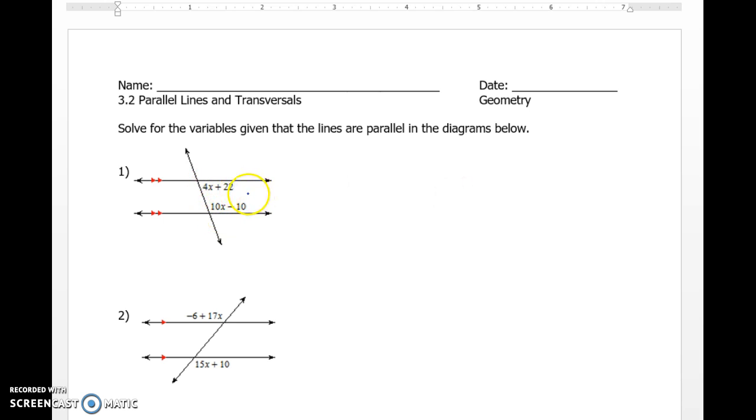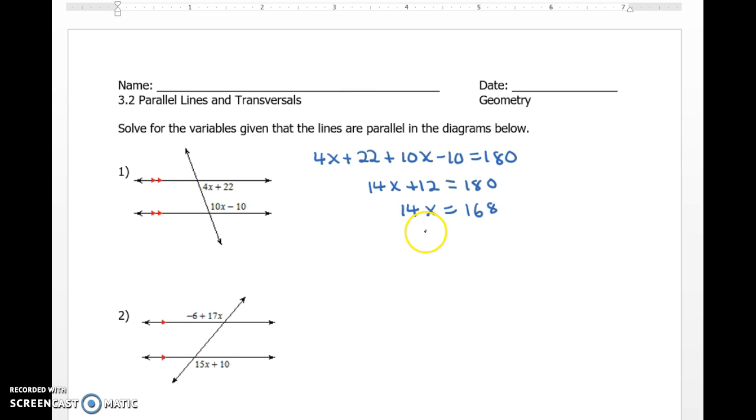So we know that consecutive interior angles sum up to 180 because they are supplementary angles. So for this one, you would set this up 4x plus 22 plus 10x minus 10 is equal to 180. And then you would get 14x plus 12 is equal to 180. So 14x is equal to 168. And then x equals 12.